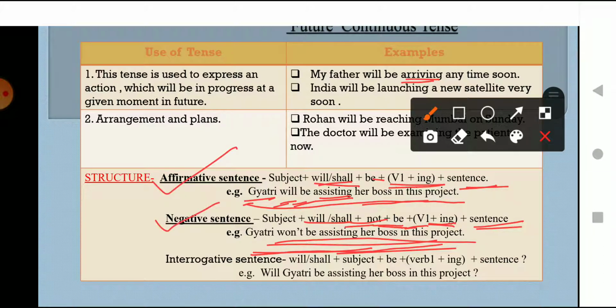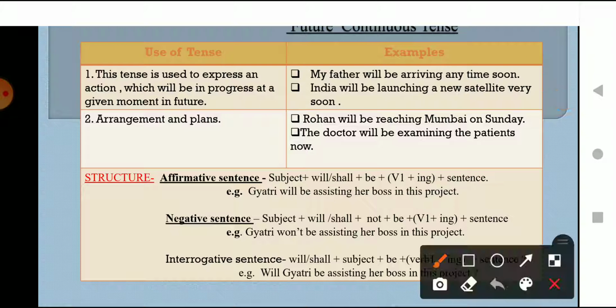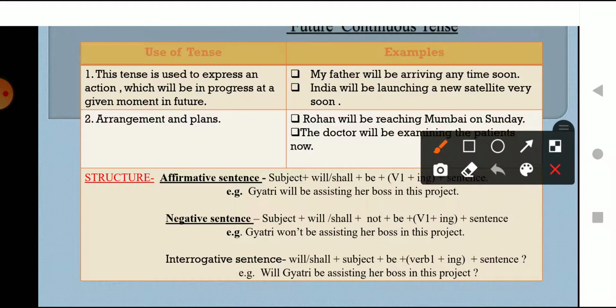Now let's see what we do for interrogative sentences. First of all, we use will or shall according to the subject. After using will or shall, we add subject plus be plus the first form of the verb with ing, and then the remaining part of the sentence, and at the last we add a question mark. So let's see the sentence. Will Gayatri be assisting her boss in this project? Okay, will Gayatri be assisting her boss in this project?